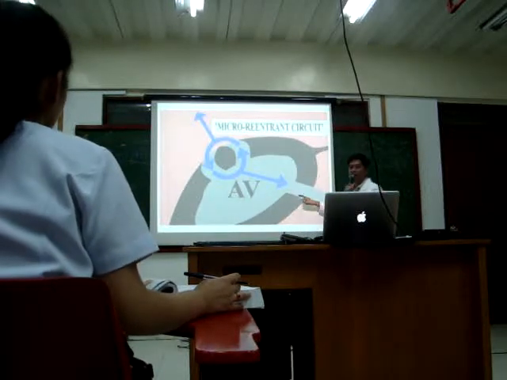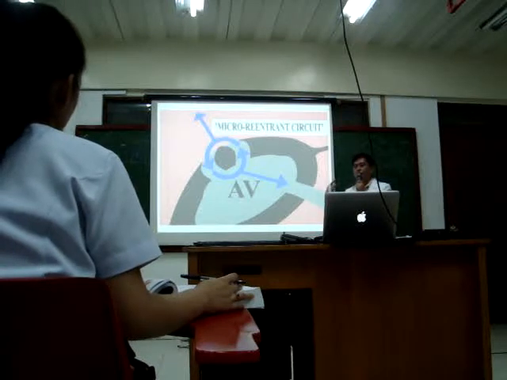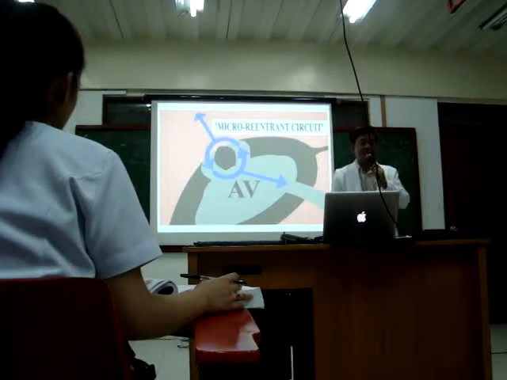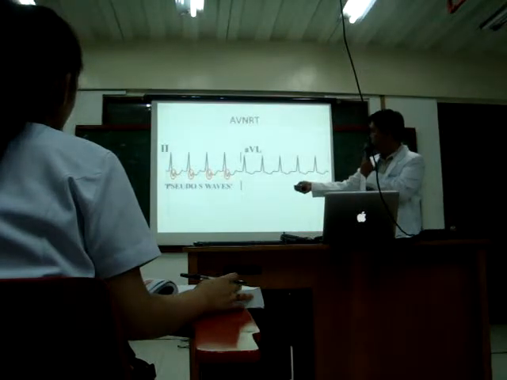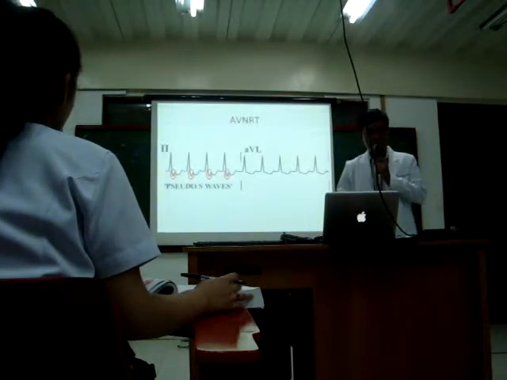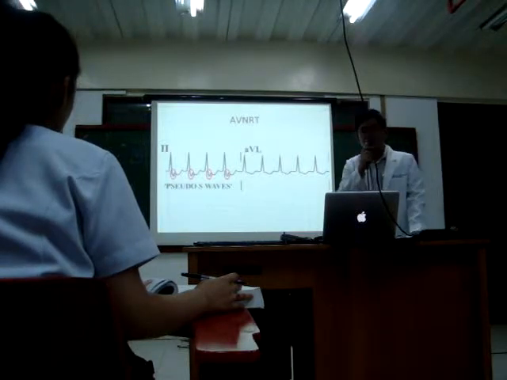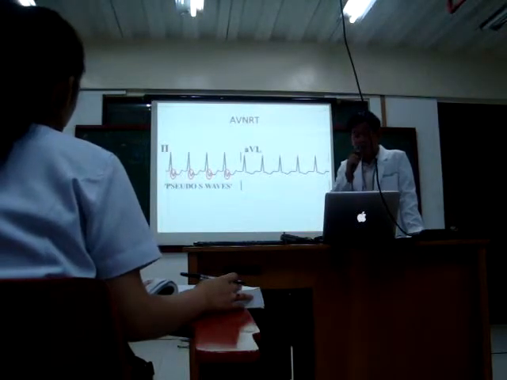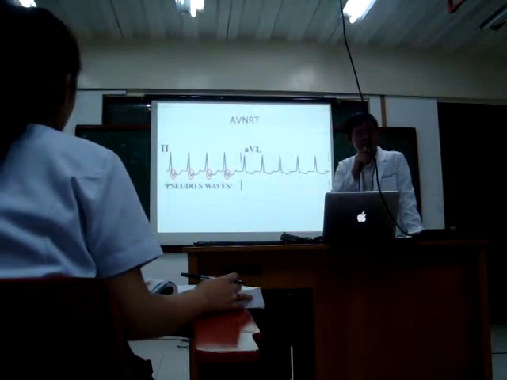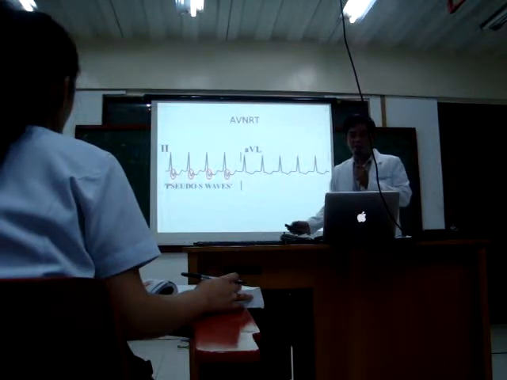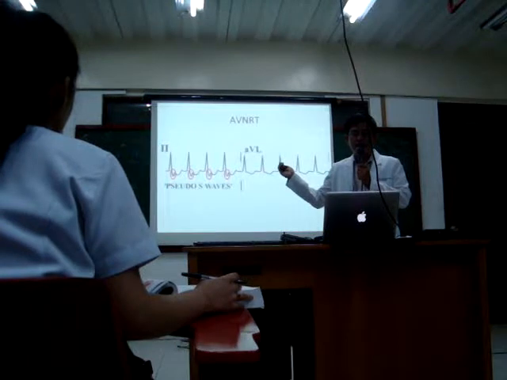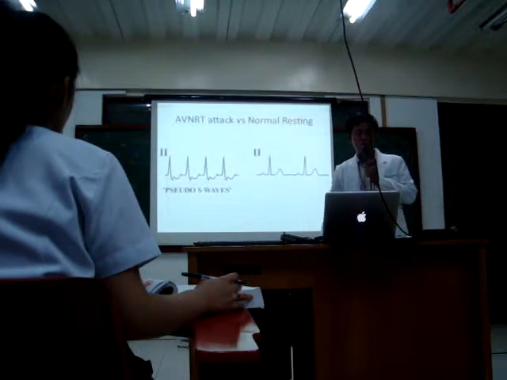And in this case, the ventricles get depolarized slightly faster or almost at the same time as the atria, creating a pseudo S wave. Now the pseudo S wave is very, very theoretical. Because if you look at the ECGs of actual AV-NRT patients, they're actually quite hard to identify, because they look like S waves. Okay? So just to look, an attack of AV-NRT versus a normal resting ECG looks like that.